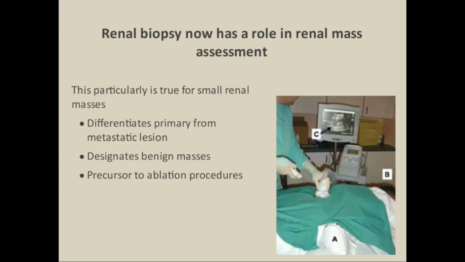Renal biopsy now has a very critical role in renal mass assessment. Any renal mass that is 3 or 4 cm almost inherently has to come out, unless it has all the characteristics. But these small ones, 1.5, 2 centimeters, are not necessarily going to be bad. When you do a biopsy, you can differentiate primary from metastatic lesion, which doesn't happen too often, but might be there. You can also see these benign masses, and biopsy is a precursor for ablation procedures. So we do many, many ablations of the kidneys, and we don't have tissue yet.